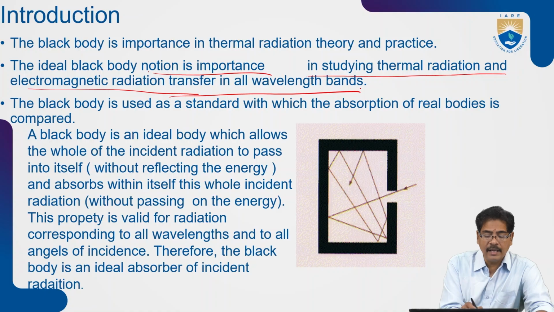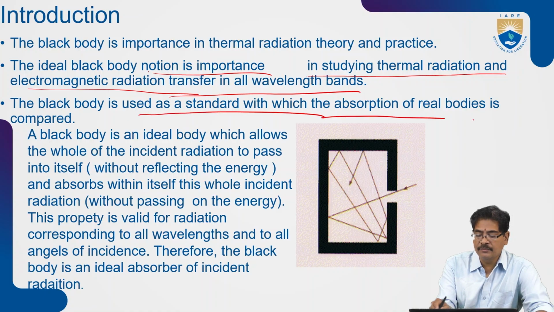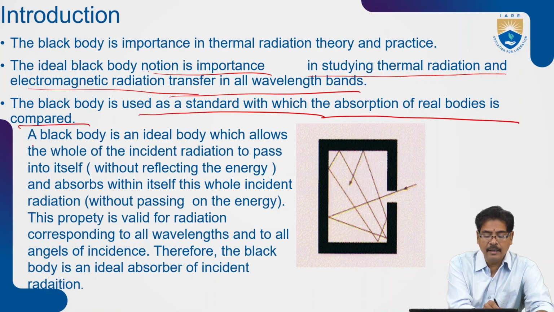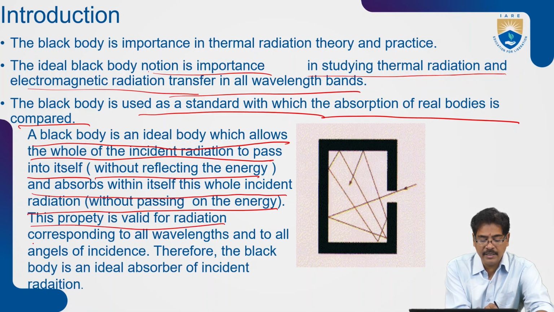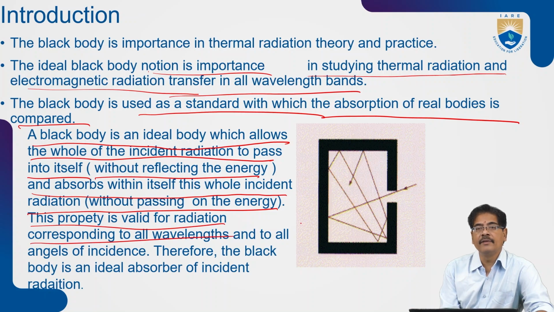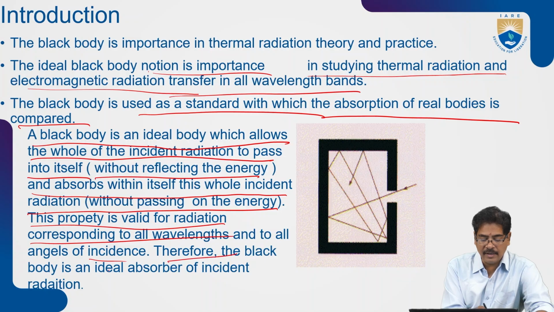The black body is used as a standard with which absorption of real bodies is compared. A black body is an ideal body which allows the whole of the incident radiation to pass into itself without reflecting the energy, and absorbs within itself this whole incident radiation without passing on the energy. This property is valid for radiation corresponding to all wavelengths and to all angles of incidence. Therefore, the black body is an ideal absorber of incident radiation.